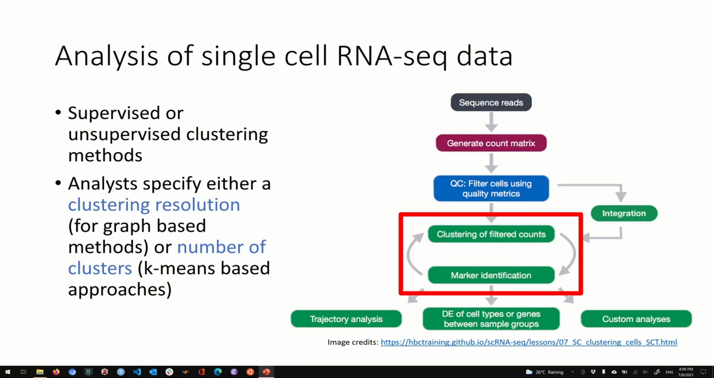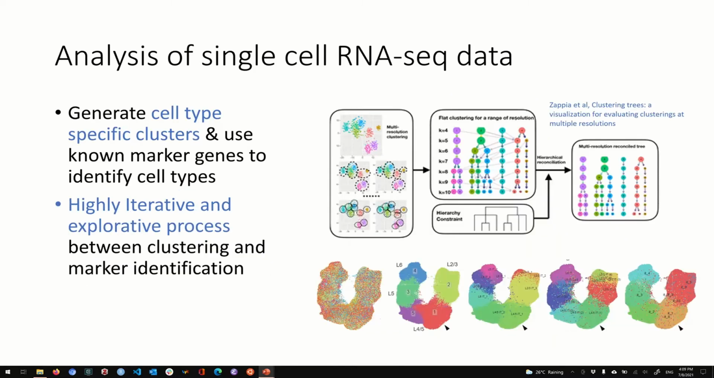Depending on what methods they choose, they either specify a clustering resolution if they use graph or community-based methods, or a number of clusters K, as in k-means based approaches. Once they identify these clusters, they can then do further analysis downstream, identifying marker genes or differentially expressed genes, or perform trajectory analysis and so on. An important step in the downstream analysis is to first identify different cell populations or clusters, and depending on the use case, also determine what these cell types are based on known marker genes.